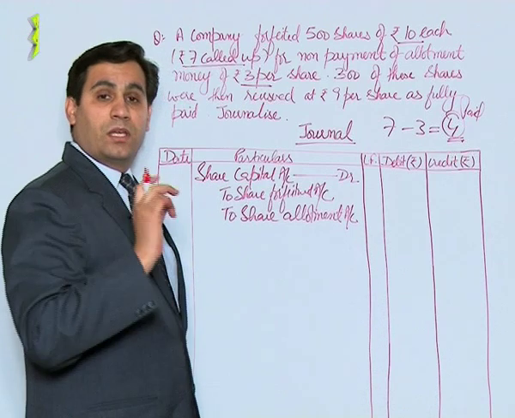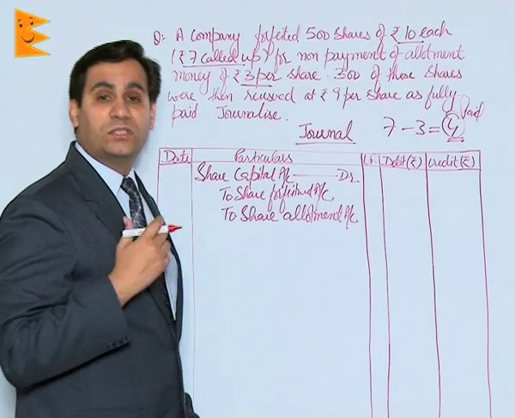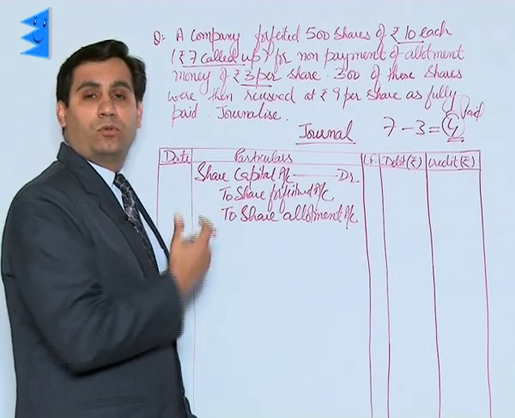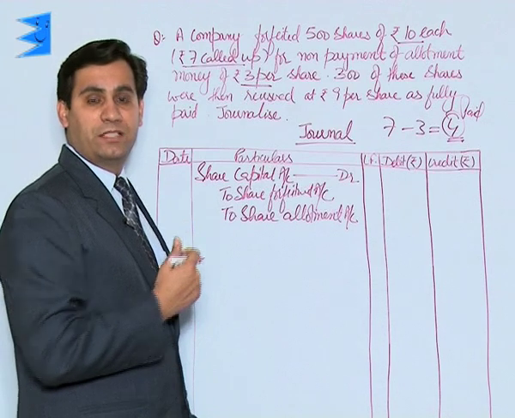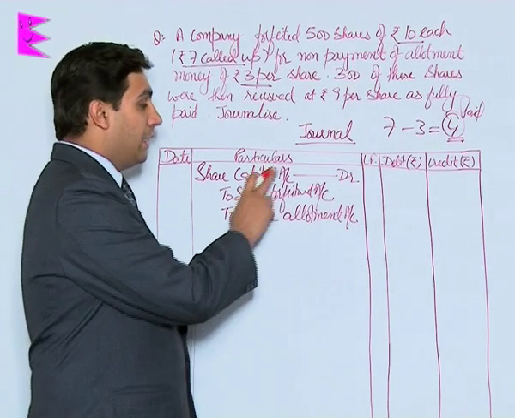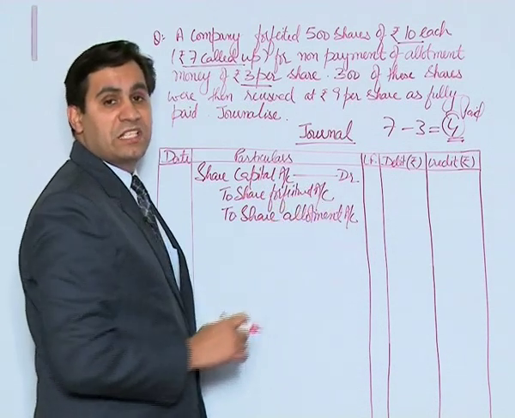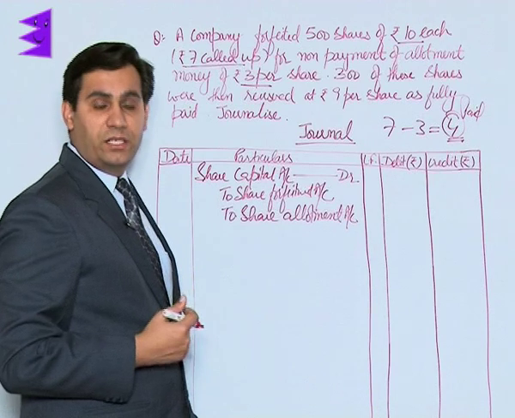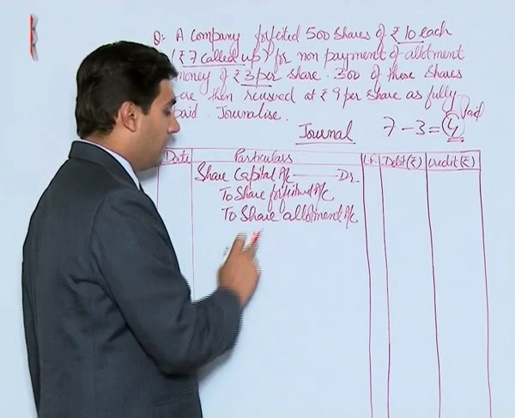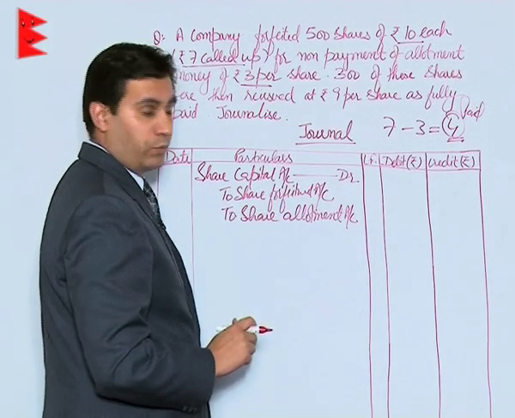Now students, remember this account can be replaced by calls in arrears in case you have used calls in arrears when the amount was due and not paid by this shareholder, right? That means if you are using calls in arrears, then in the entry of forfeiture also, the particular call which has not been paid would be replaced by calls in arrears. So the entry is share capital account debited to share forfeited account to share allotment account.